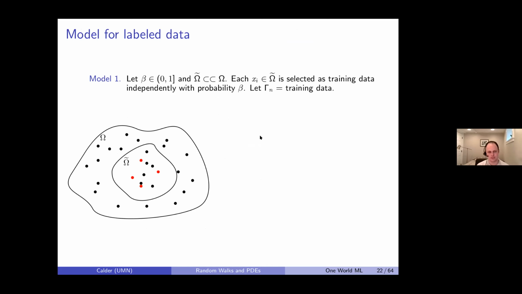Okay, so in order to understand how many labels we need to control the spikes and to get a well-posed Laplacian learning algorithm, we need to take a model for our training data. So here I'm taking my domain omega, where I have all my vertices sampled for the graph, and we'll fix some subdomain omega tilde. Within omega tilde, I'm going to randomly choose a fraction of the points to be labeled. For every point inside omega tilde, it's assigned to the training set with probability beta, independent of all the other points. So a beta fraction of the points will be labeled. And then gamma n is the training data, the red points here.